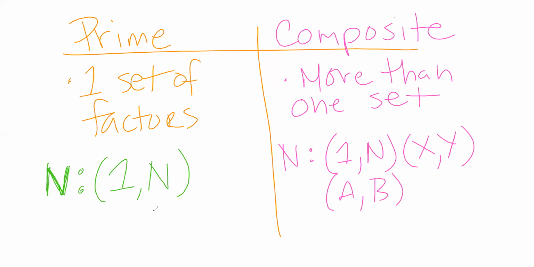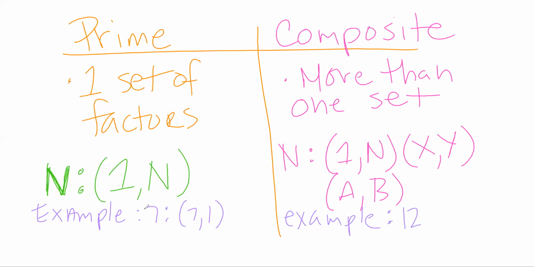So again, we could put that in as an example. Give an example on both sides. So the example over here, let's do 7. Because again, it's only 7 times 1. That's it. There's no other way to do it. Whereas over here, let's do 12. We would have 1 and the number, right? That's this one. And then we would have 2 times 6. Let's just say that was this one, because again, I'm just using variables. And then we have 3 times 4. That would be this one.